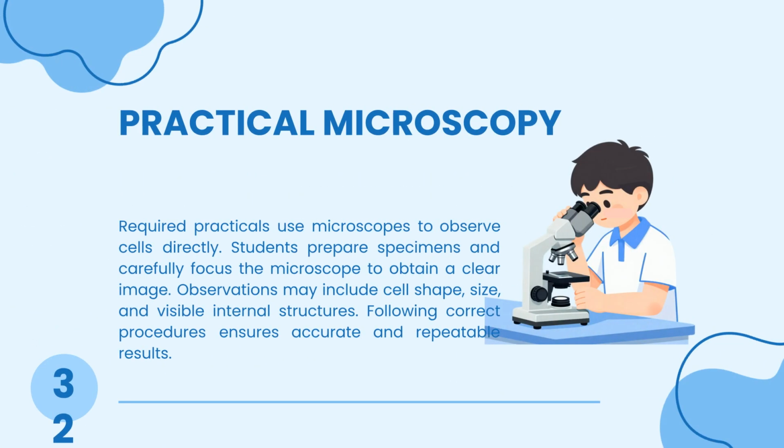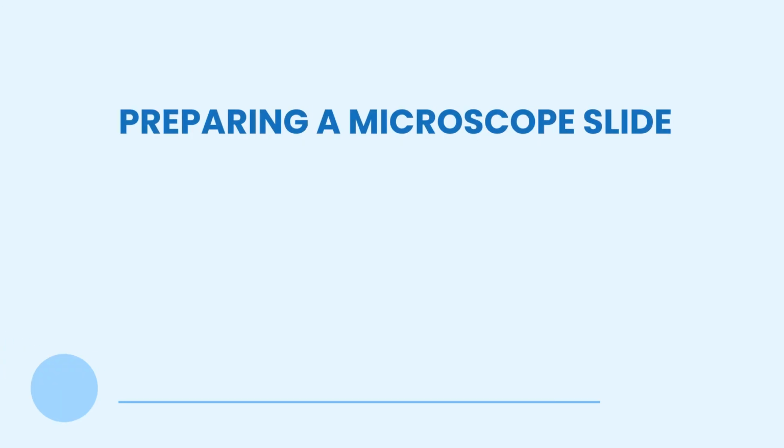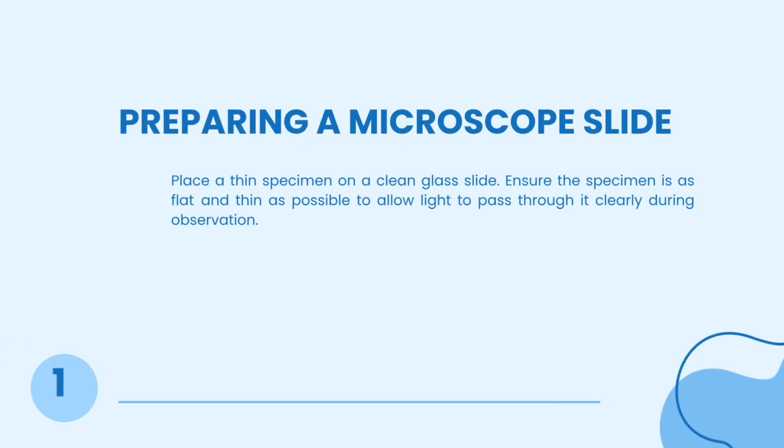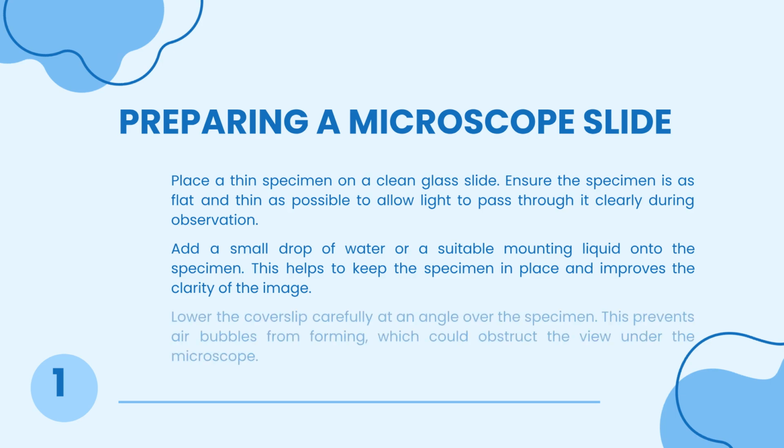In practical microscopy, you'll prepare your own slides. Accuracy in preparation is crucial. Focus carefully to ensure you capture clear, repeatable observations of cell structures. To prepare a slide, place a thin specimen on a glass slide, add a drop of mounting liquid, and lower the cover slip at an angle to avoid air bubbles.